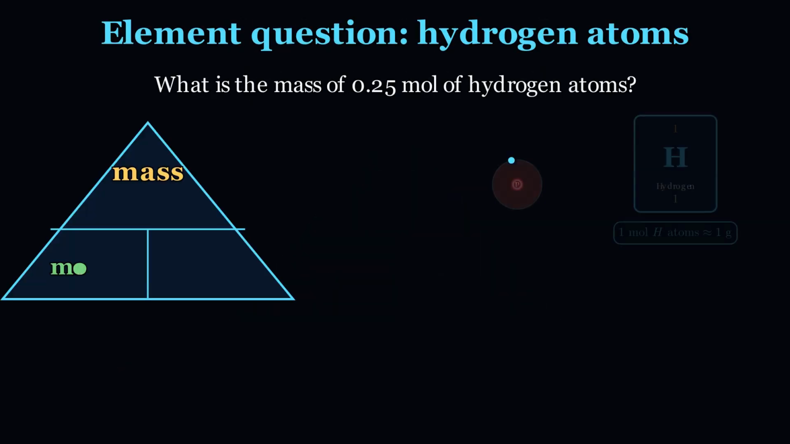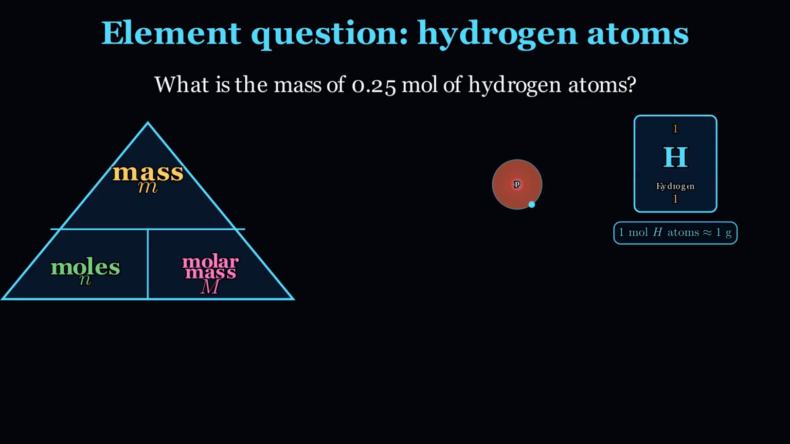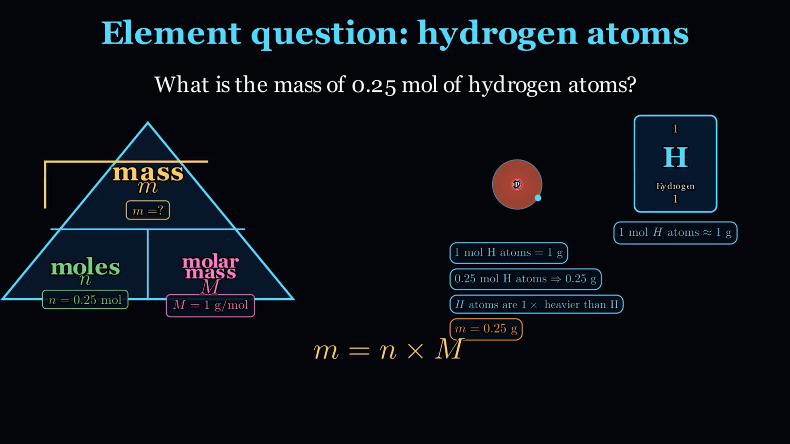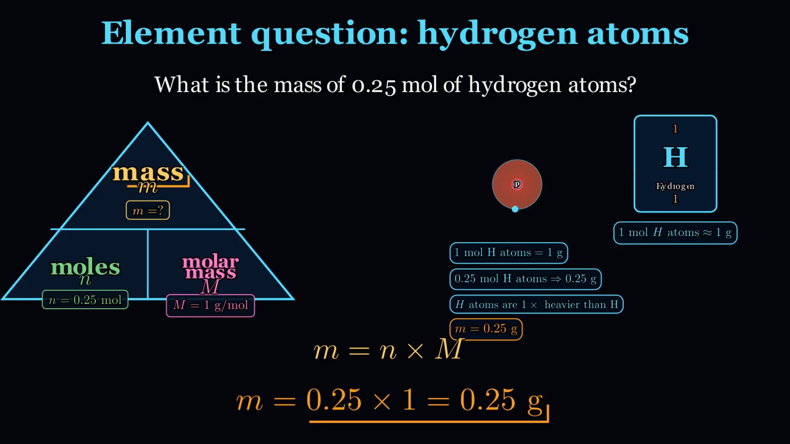Now let us try the first question. What is the mass of 0.25 moles of hydrogen atoms? Hydrogen is our anchor. 1 mole of hydrogen atoms has a mass of 1 gram. So 0.25 moles of hydrogen atoms has a mass of 0.25 grams. Using the triangle, mass equals moles multiplied by molar mass. Mass equals 0.25 multiplied by 1. So the mass is 0.25 grams.